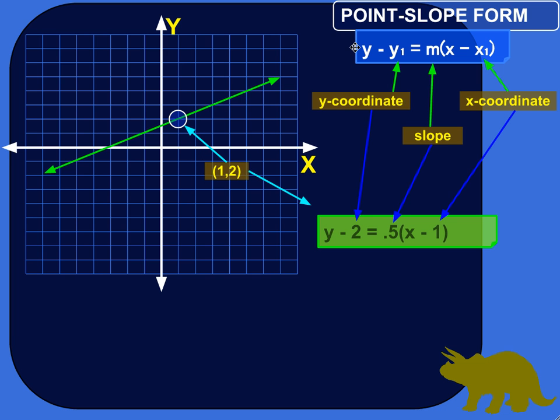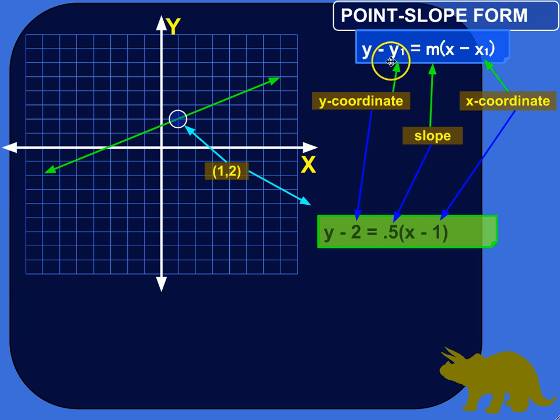The reason it's called the point-slope form is you actually include information about a point on the line in this. So x1, y1 are the x and y coordinates of a point on the line. For example, here's an equation in point-slope form: y minus 2 equals 0.5 times x minus 1.